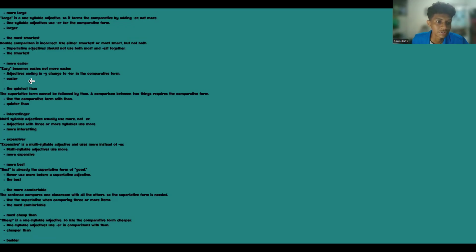Superlative adjectives should not use both most and est together. And the correct answer is the smartest. More easier. Easy becomes easier, not more easier. Adjectives ending in y change to ier in the comparative form. So the correct sentence is easier.